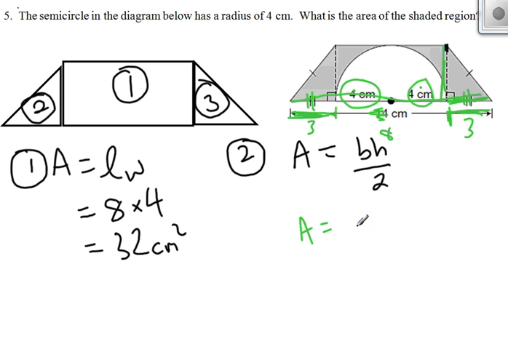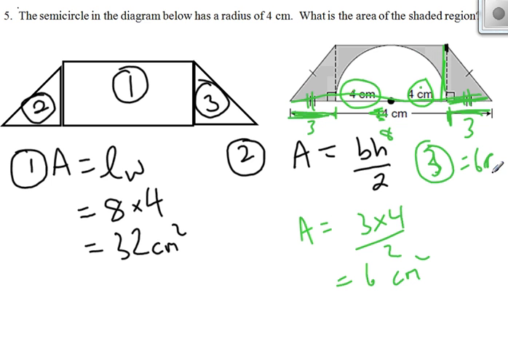So the area of the triangle is 3 times 4 divided by 2, which is 6 centimeters squared. And remember, there's 2 of them. So I'm also going to put the triangle 3 is also 6 centimeters squared, just so I remember that this is one triangle and that's the other triangle. So that means that the whole system is 32 plus 6 plus 6, but now I need to subtract the semicircle.